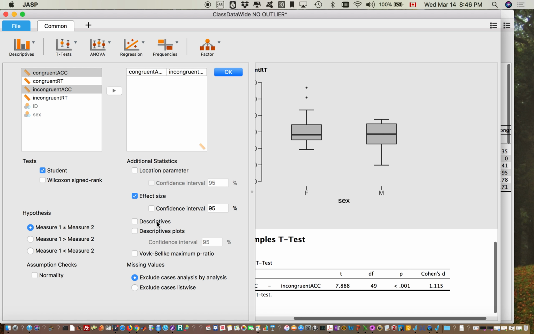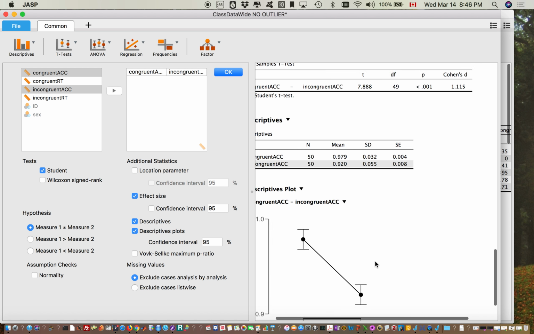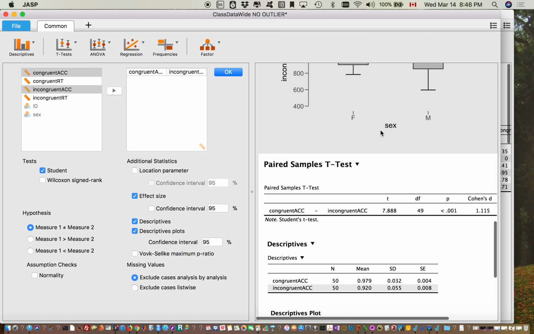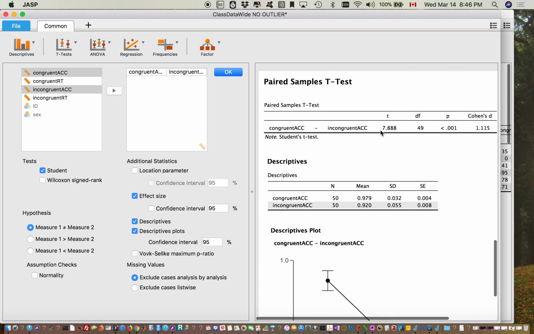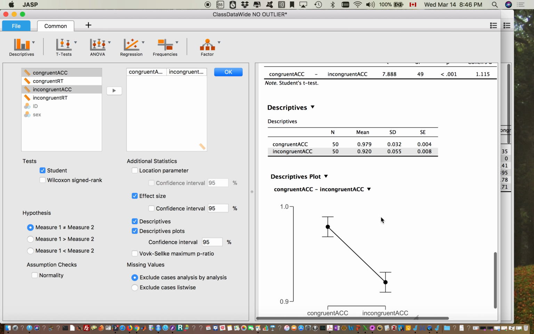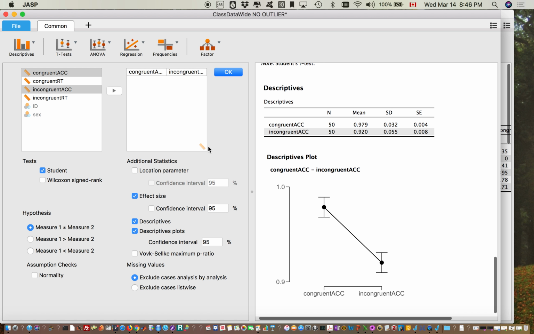We also would like to get some descriptives and some descriptive plots. So the descriptives are going to be a repeat of what we had earlier up here, but it's nicely contextualized for this particular analysis. And it tells you something about the mean for each of the conditions. So here you can see that on average, people were about 5% more accurate when it was a congruent trial than an incongruent trial. Okay, well that's great.